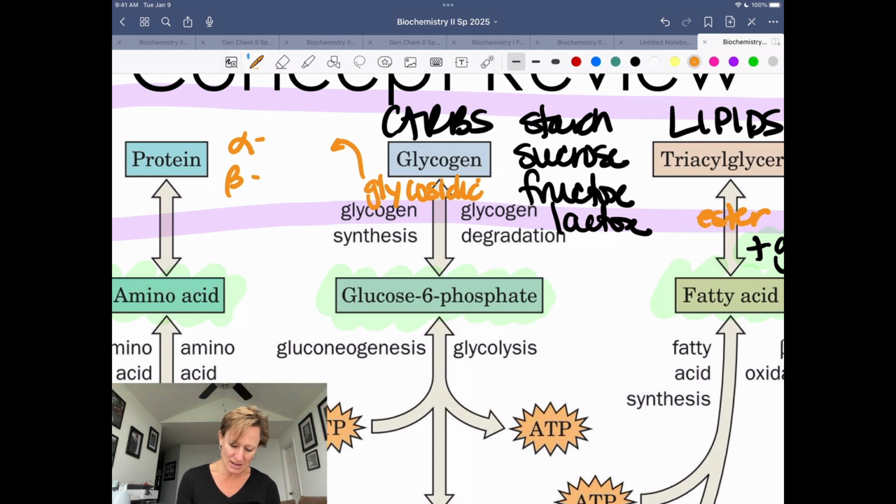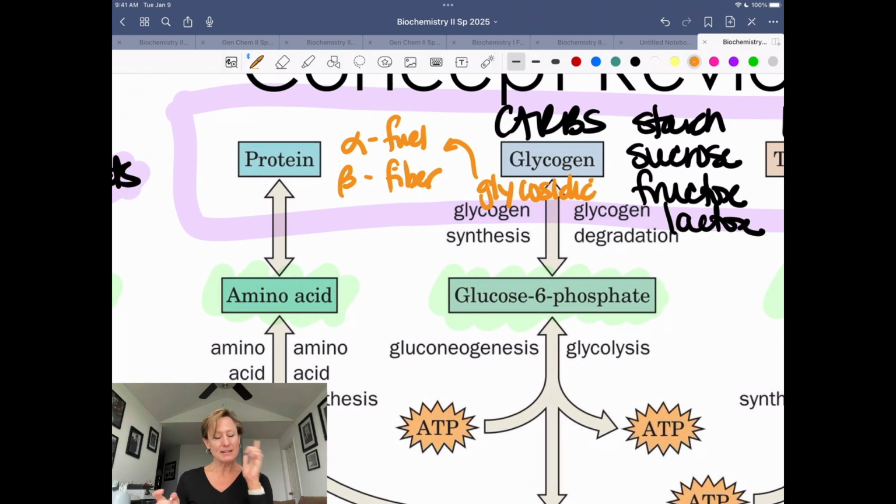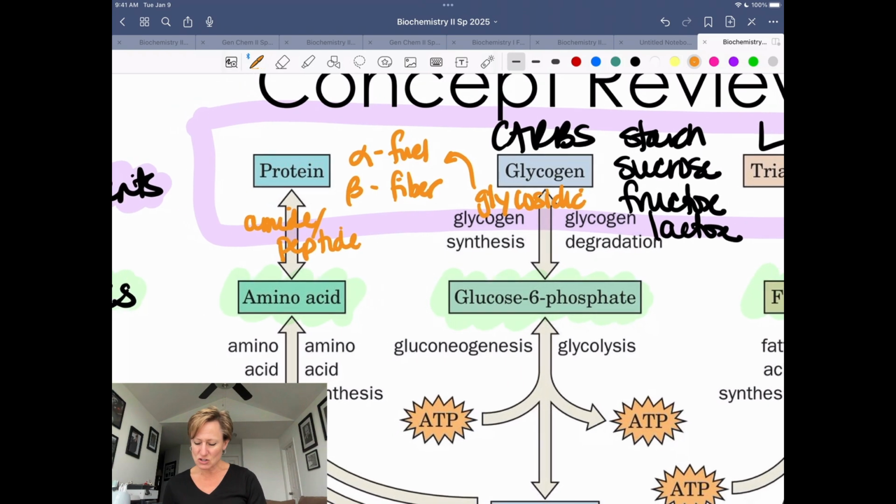When we have alpha glycosidic bonds, that is what we refer to as fuel. Beta is going to be fiber. That's an important piece here. And the last linkage we want to talk about is when we hook amino acids together, we've got an amide linkage, or we also refer to this as a peptide bond. So those are the linkages that we have.